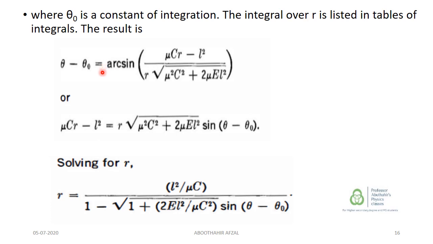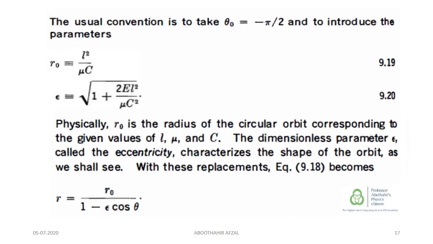Accordingly, if we complete the integration, which can be done by you separately from mathematical knowledge, the answer of this integration will become arc sine, that is sine inverse, of this value, and finally the value of mu C r minus L square is again found. All this is mathematical calculation, from which we get the value of r as L square by mu C times 1 minus the root of this expression. You can note the expression for r from this video.